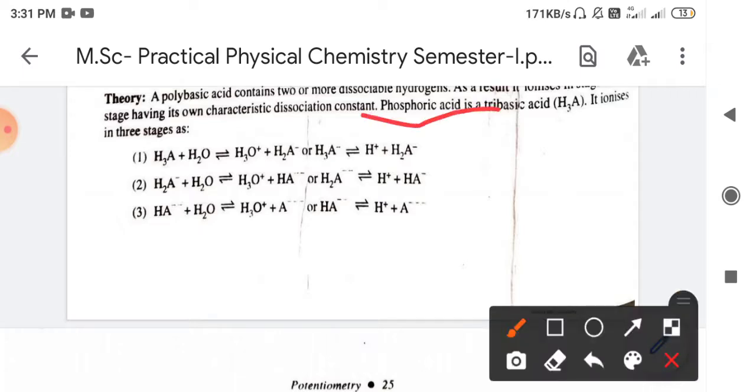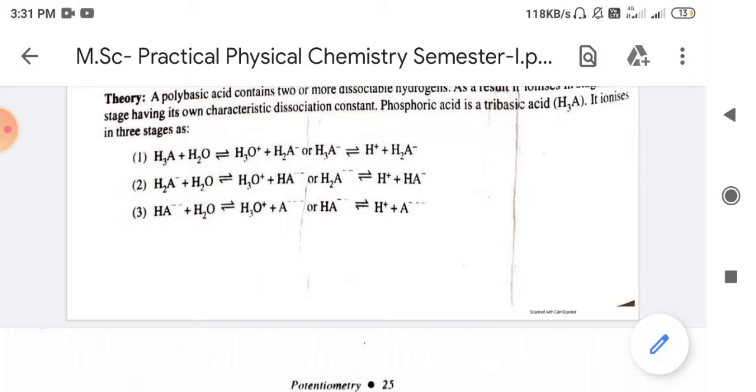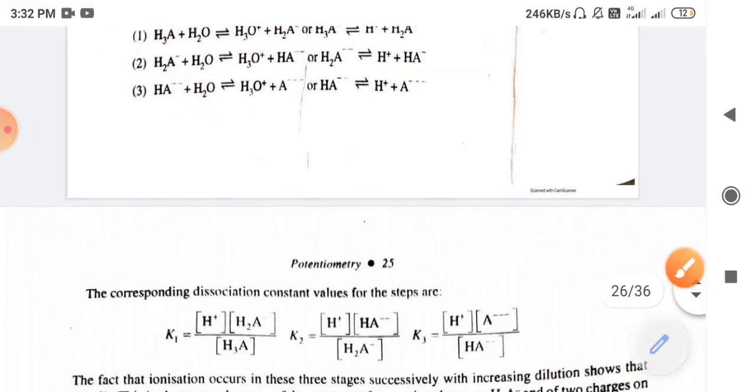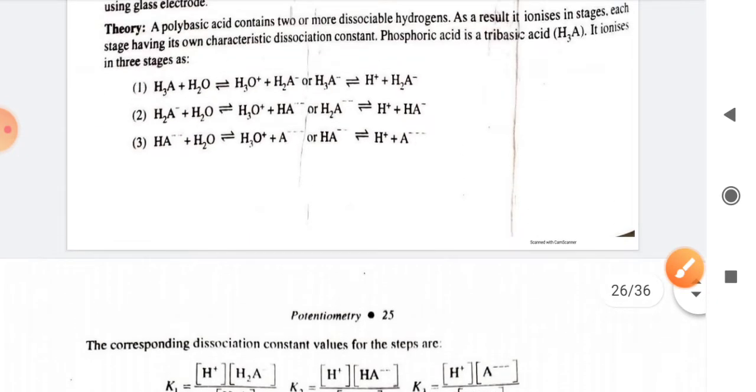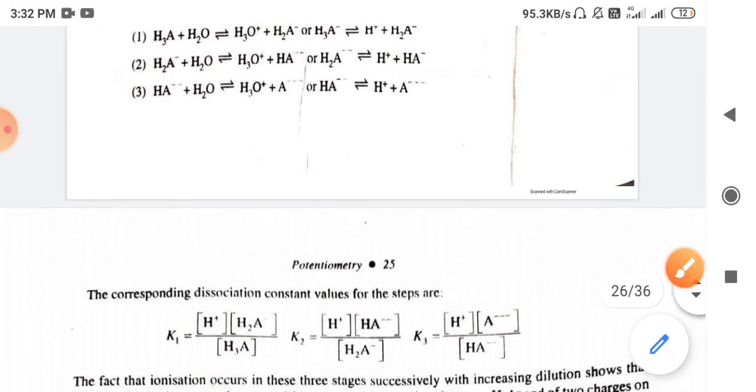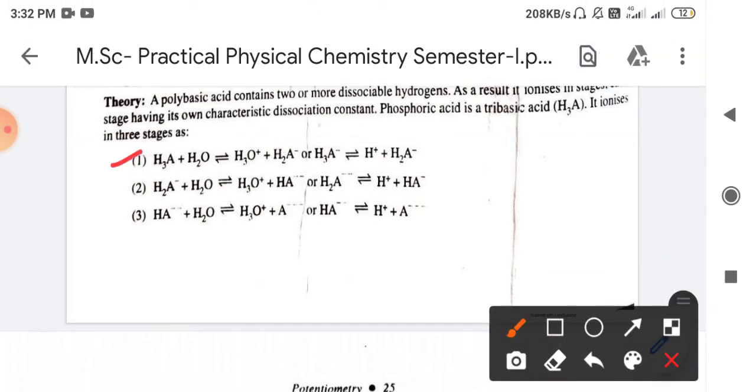So here you can see that phosphoric acid is a tribasic acid. So it can ionize in 3 stages. In the first stage it loses 1 proton to the solvent molecule, then the second one, and then the last one. So how do you expect the values of dissociation constant to behave? Initially, when there is no charge on the phosphoric acid molecule, its acidity is high, because the proton can be easily lost.